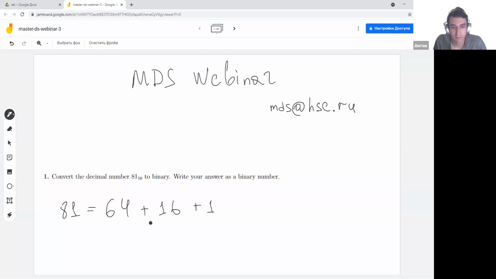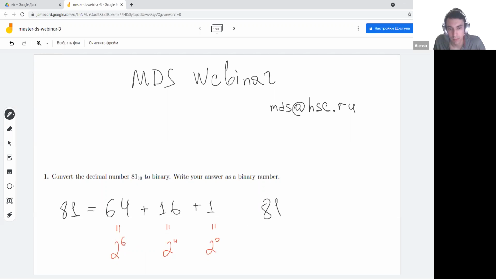And these strange numbers are not so strange if you think of them, because 64 is 2 to the power of 6, and 16 is 2 to the power of 4, and 1 is 2 to the power of 0. So I presented 81 as the sum of powers of 2. And now, just as a decimal representation is the representation that uses powers of 10, here using powers of 2, I can represent 81 in binary.